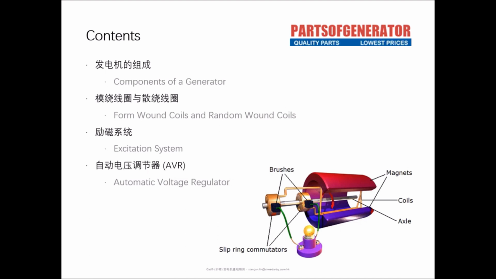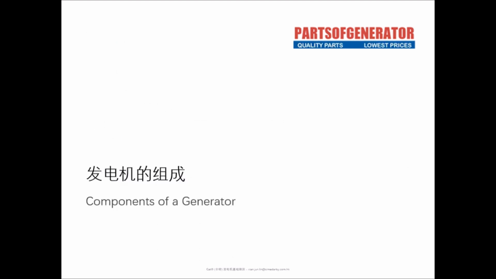The last part is the Automatic Voltage Regulator, AVR. Is the voltage of a generator stable? It is an important performance indicator of the generator. The stable voltage of the generator is controlled by this automatic voltage regulator.